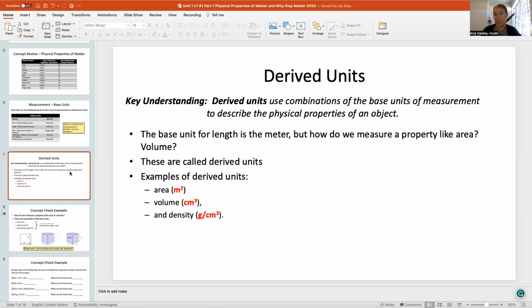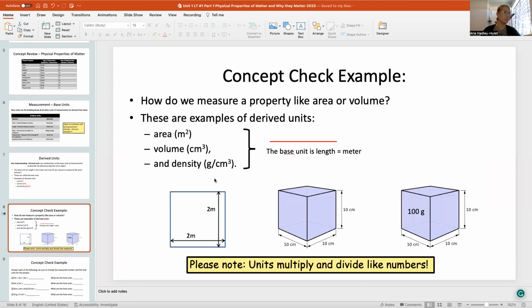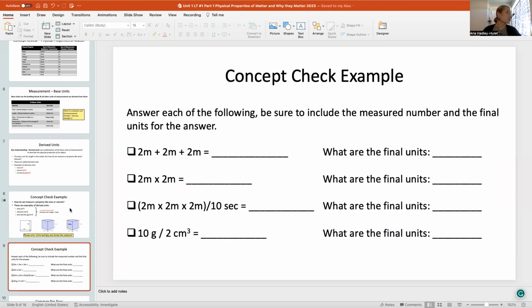We can combine these units. We can take base units and get an area, which, if we're using the base unit of meters, would be meters squared. Volume would be meters cubed, and this one it was centimeters cubed. Density is mass per volume, so grams per cubic centimeter. Let's go back to this one.